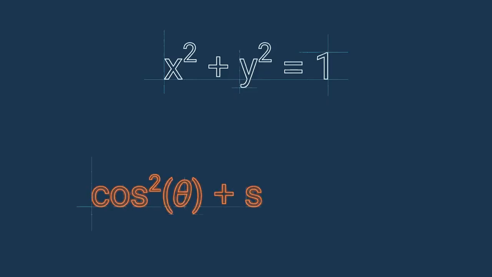The most important identity drops straight out of the geometry. Every point on the unit circle satisfies x squared plus y squared equals 1. Replace x with cosine theta and y with sine theta. You get cosine squared theta plus sine squared theta equals 1. This identity is just the equation of the circle written in trig language.